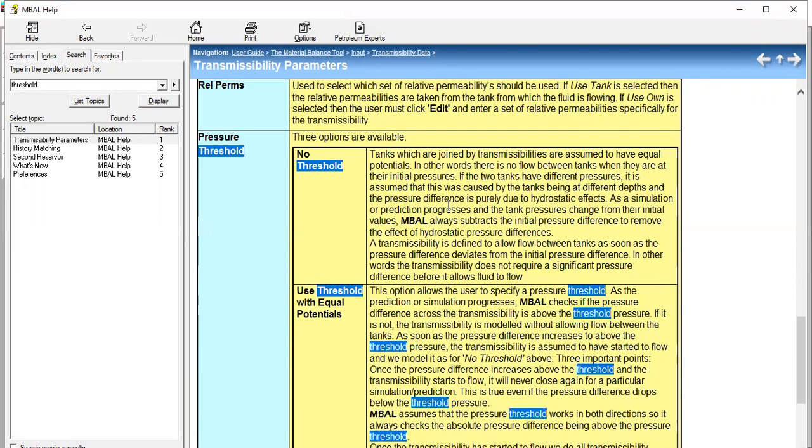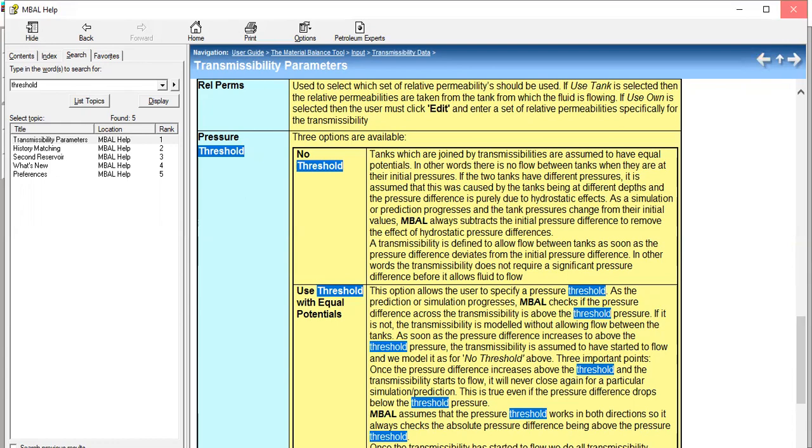But again, the pressure threshold is the pressure drop that is required so that tank 2 will support the pressure of tank 1. Okay, so we need to achieve 1000 psi pressure drop, or 1000 psi pressure difference between the two reservoirs. We need to reach that before one reservoir will support the other reservoir.